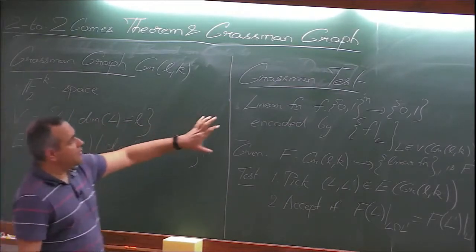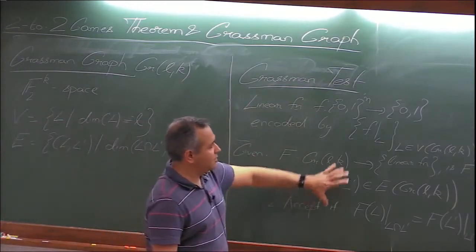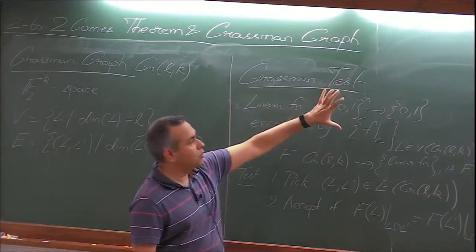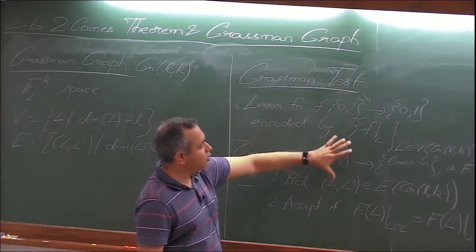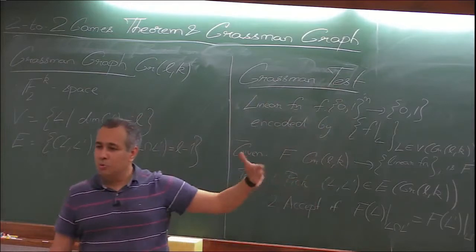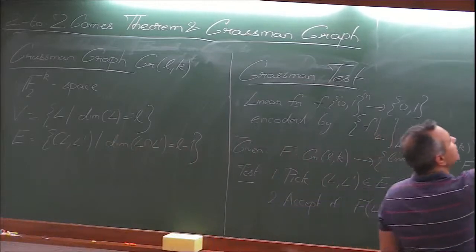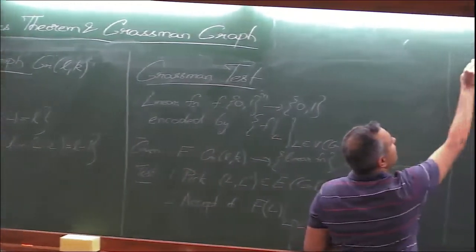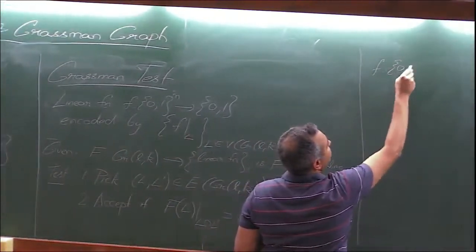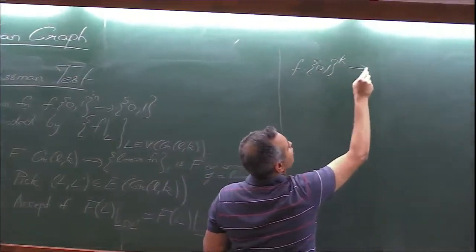Now, we're going to design a Grassman test. Why it fits in the 2-to-2 setting, I won't have time to go into, but it will have a 2-to-2 flavor to it. So what is this test doing? Suppose f were some linear function. I give you a linear function on k bits.